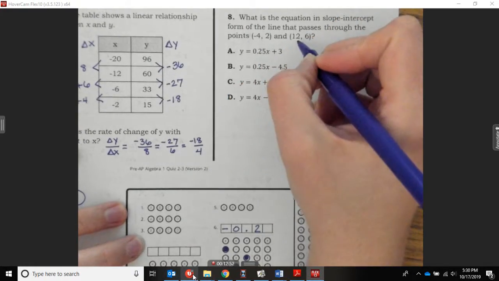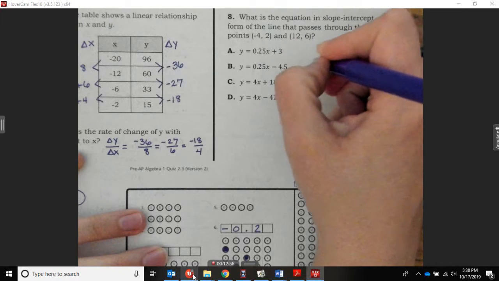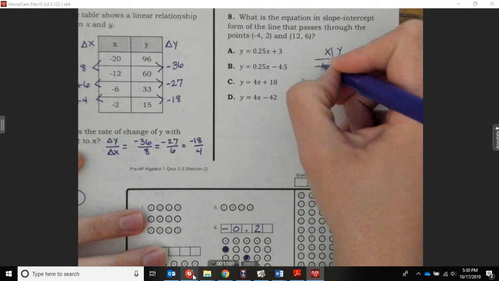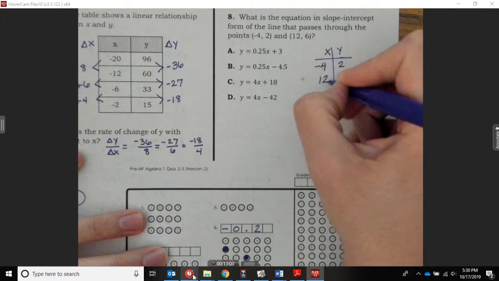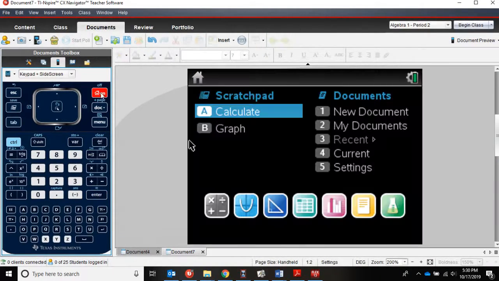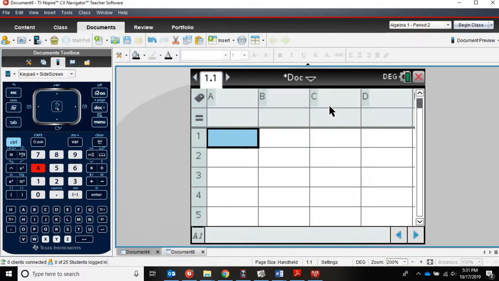Again, I have 2 points, and so you have lots of options here, but I would probably just write them down on a table. So negative 4, 2, and 12, and 6. And then I would just go to a list page, and let's type them in. So I'm going to start all the way over on a new document. We're going to say no and pick a list page. At the top we put X and Y, and then we're going to type in our numbers. So I have negative 4 and 12, and I got to make sure that I'm putting them in the right spots.